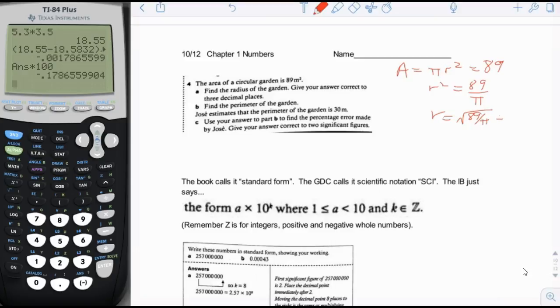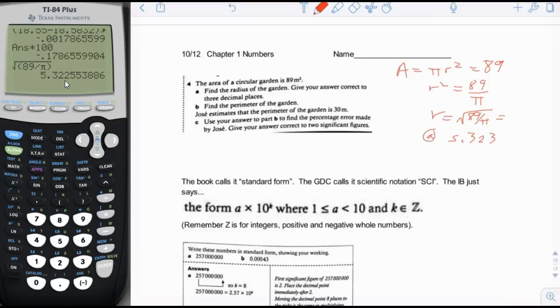So let's use the calculator and see what that is. Square root, I'm going to put parentheses, 89 divided by, and we'll use the pi that's in the calculator, which has a lot of digits. See what that's equal to. 5.32, blah, blah, blah. It says give your answer correct to 3 decimal places. So we're going to keep 322, and then the next number is 5. So do we want to round this 2 to a 3? Yes, we do. So 5.323 is the answer for A.